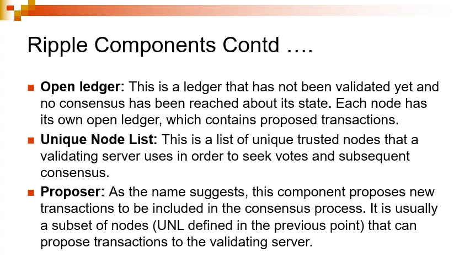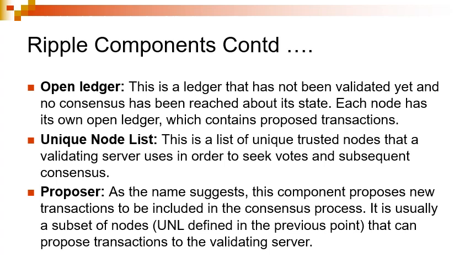Then the next component is the unique node list. This is the list of unique trusted nodes that a validating server uses in order to seek the votes and subsequent consensus. So only these unique nodes can vote, and if an adequate number of votes are received from unique nodes, then that transaction is committed.